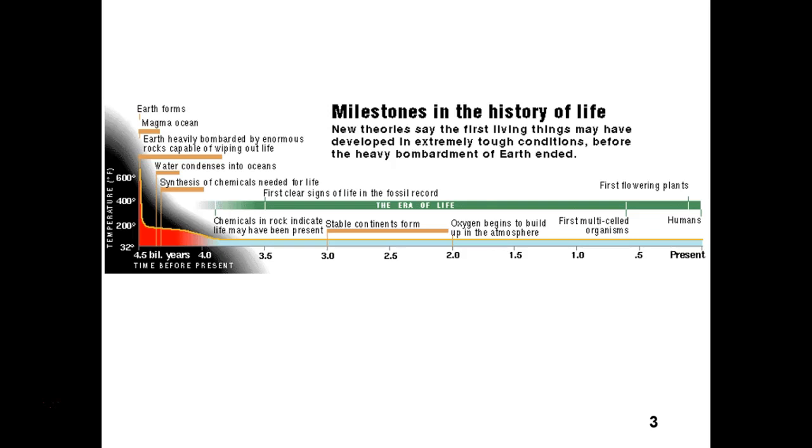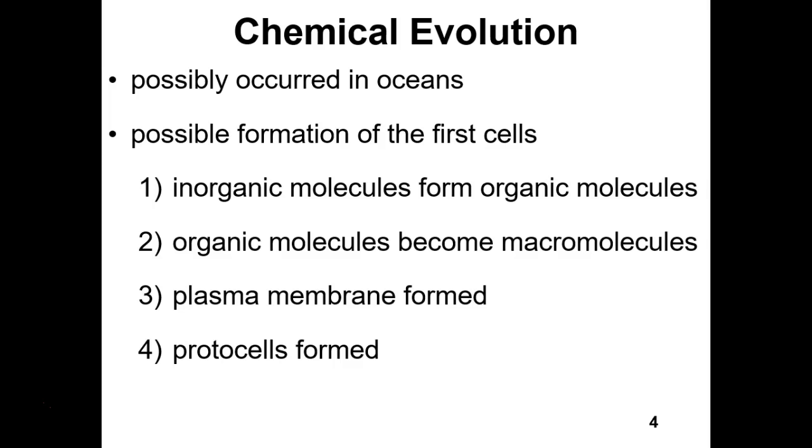So down here you can see the different levels of life, and humans are just at the very end of this entire process. So we have not been around for very long at all. We are just a little blip on the time scale. So once living things started being produced, then evolution started occurring.